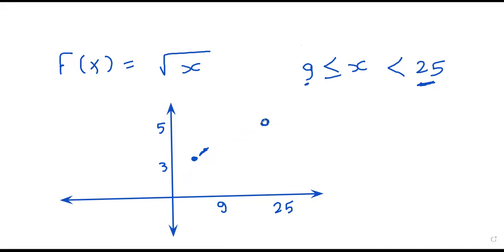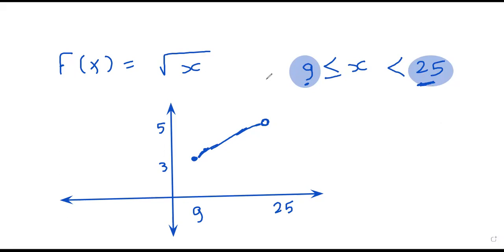So in this case, the restricted domain is 9 closed and 25 open. And what does it mean? That means we can find the value at 9. The square root of 9 is 3. Because if we go back and look at the values of x, we can find values of x which are greater than 9 and less than 25.